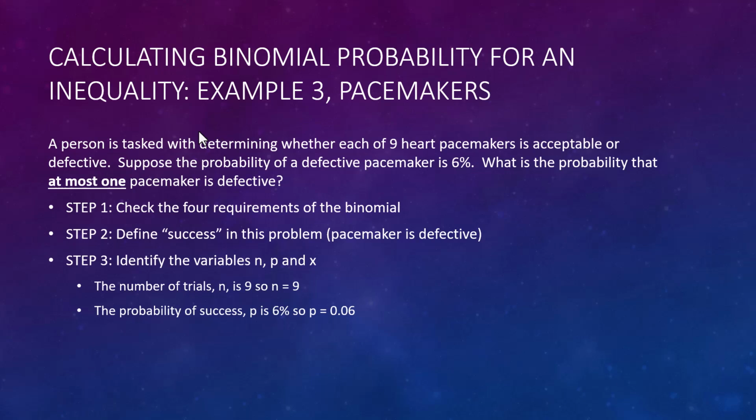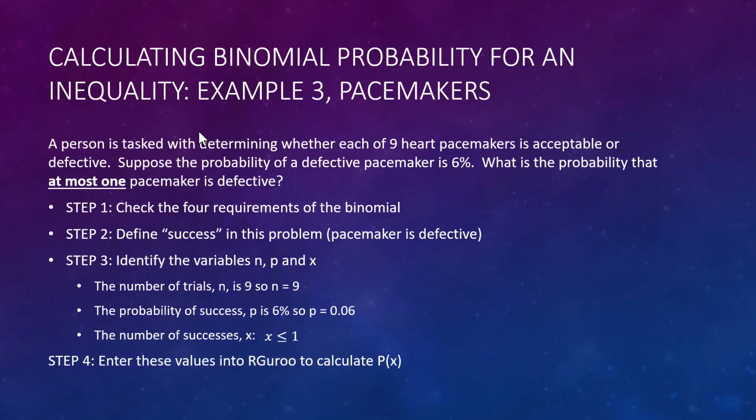So at most 1, what does that mean? That means either no pacemakers, 0 pacemakers are defective, or 1. So how do we write that as an inequality? Well, we write it as x is less than or equal to 1. So in other words, either x is 0 or x is 1. So now it's time to either manually calculate this using your formulas or use RGuru.